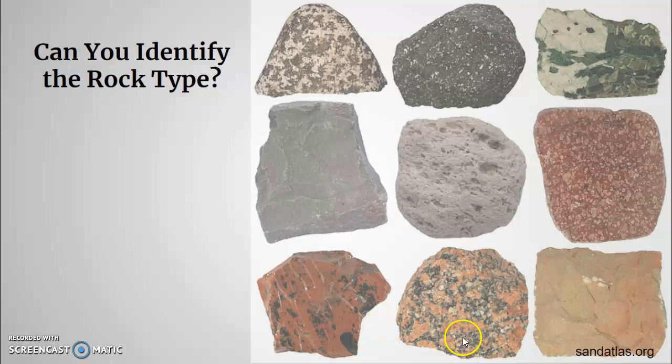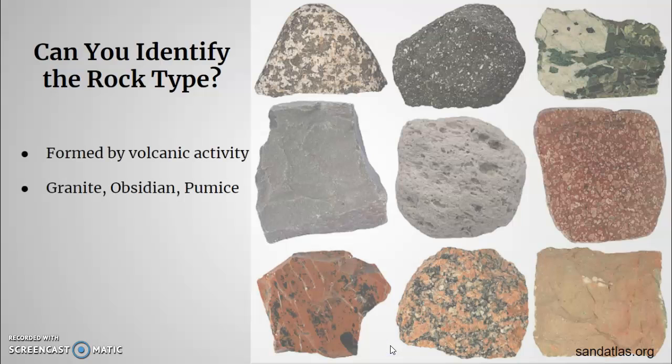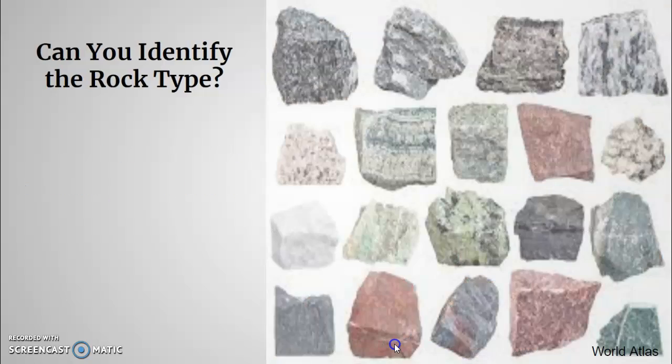All right, what about this rock type? Take a look at the pictures. They're formed from volcanic activity. Examples include granite, obsidian, and pumice. Igneous, all right, good job.